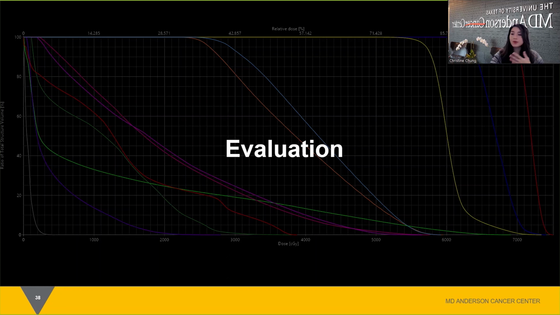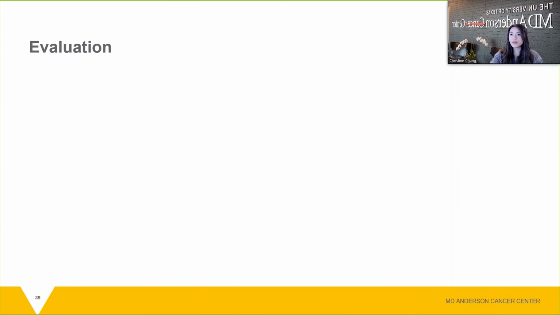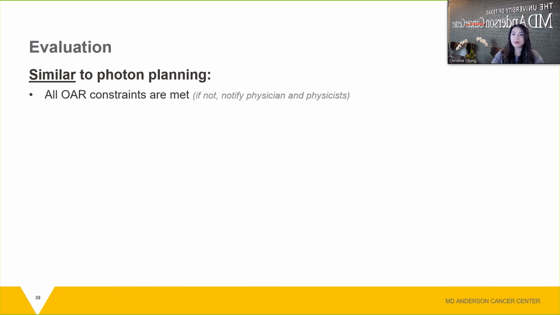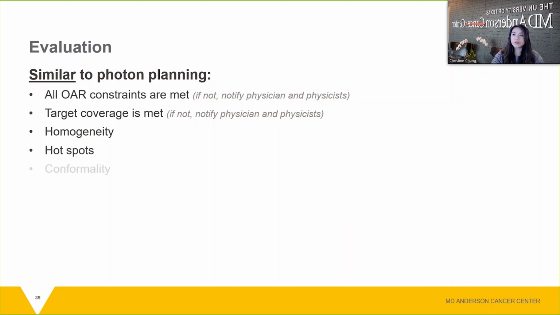Okay, so now that optimization's done, you think you have a great plan. Now it's time for the evaluation of the plan's quality. In general, this review process is pretty similar to photon planning. You have to make sure that all the OAR constraints are met, target coverage is met. You check the targets for homogeneity. You check for the plan's hotspots and their placement, conformality of the dose. But what's not similar is that we have to further evaluate for robustness and spot placement. So I'll go over these steps.